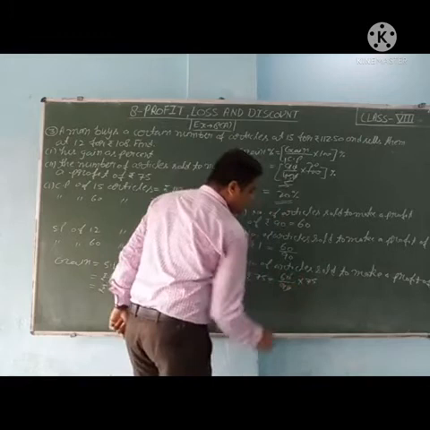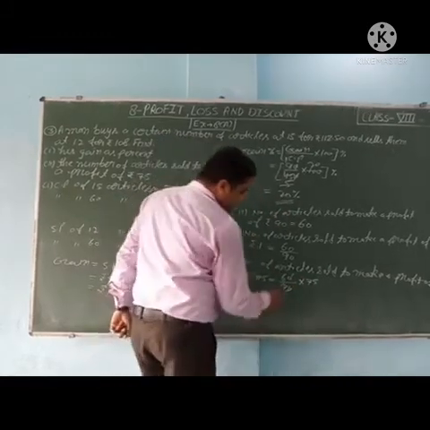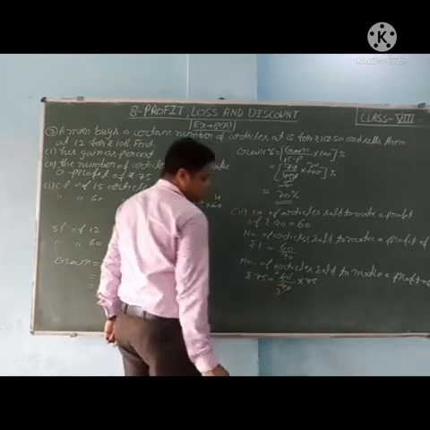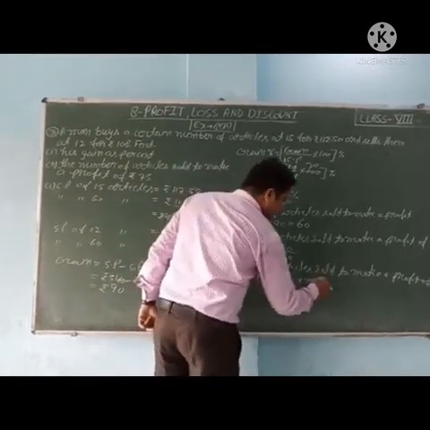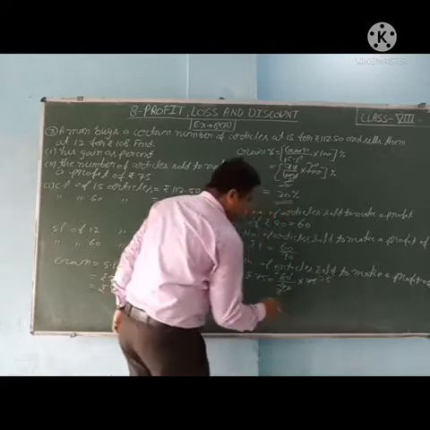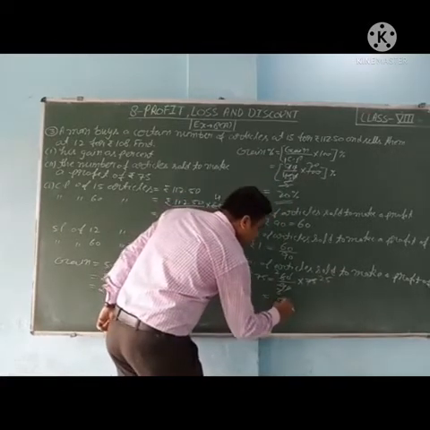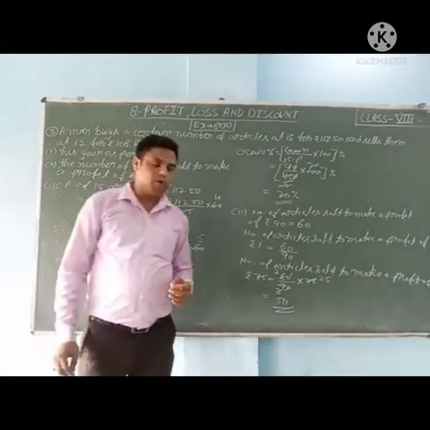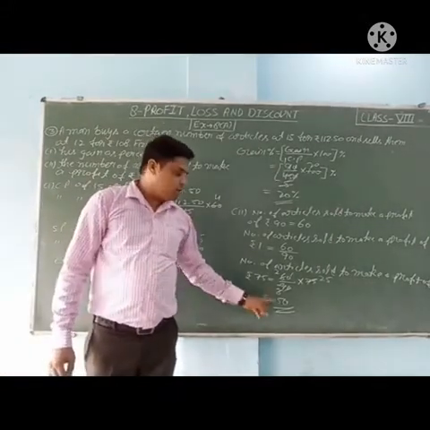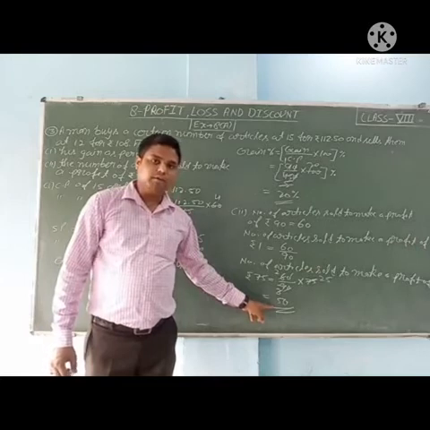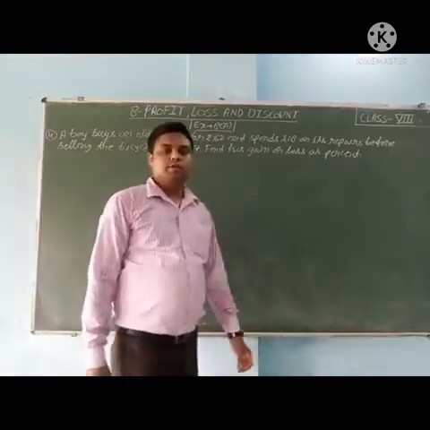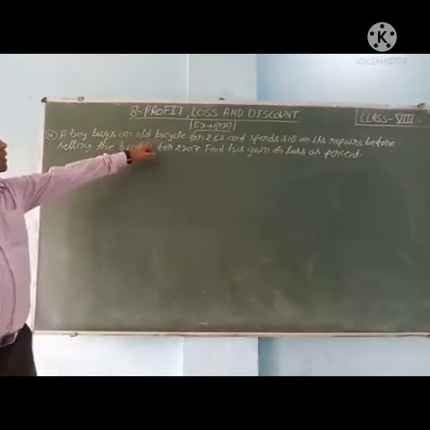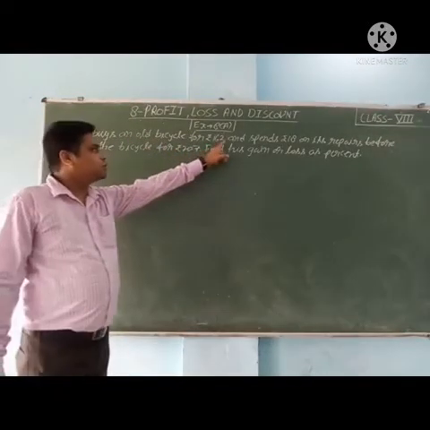So 0 to 0 cancel. By 3 they both are divisible. 3 2s are 6, 3 3s are 9. So by 3, 75 is divisible, 25. So 2 times 25 is 50 articles. So number of articles sold to make a profit of rupees 75 is 50 articles. So the answer is 50.